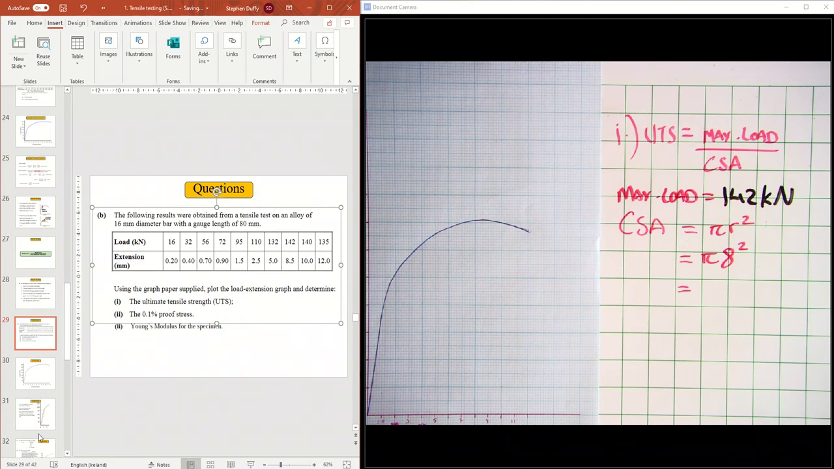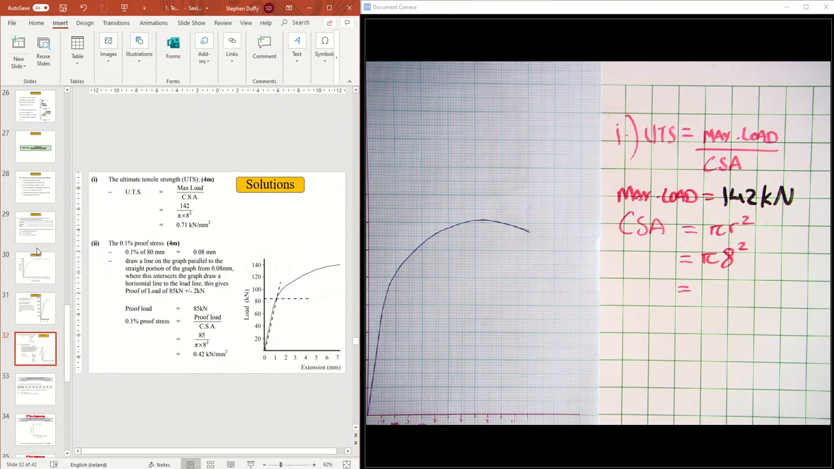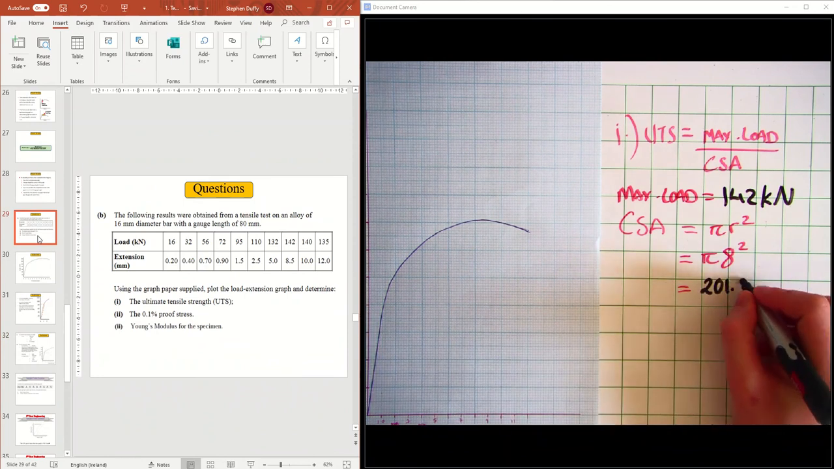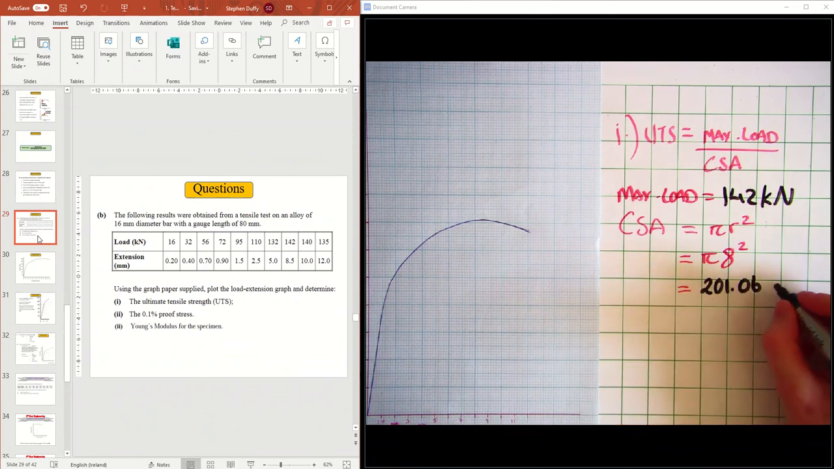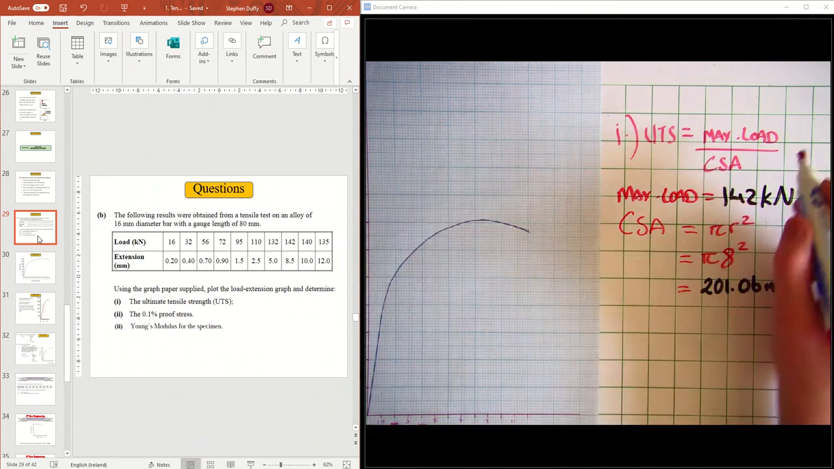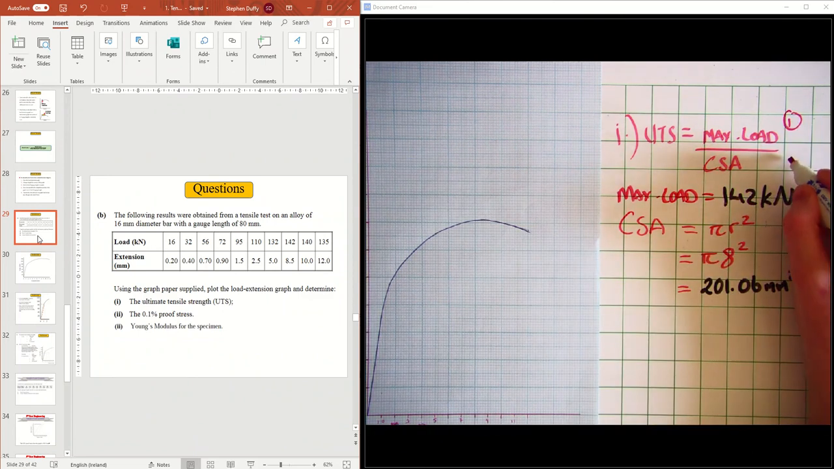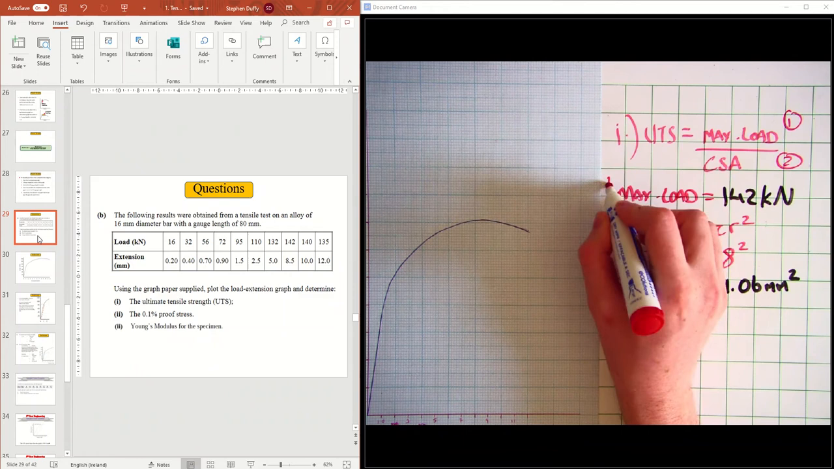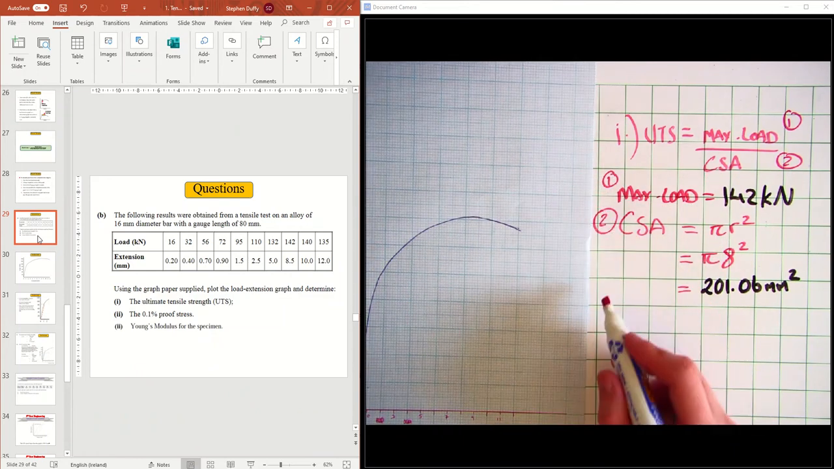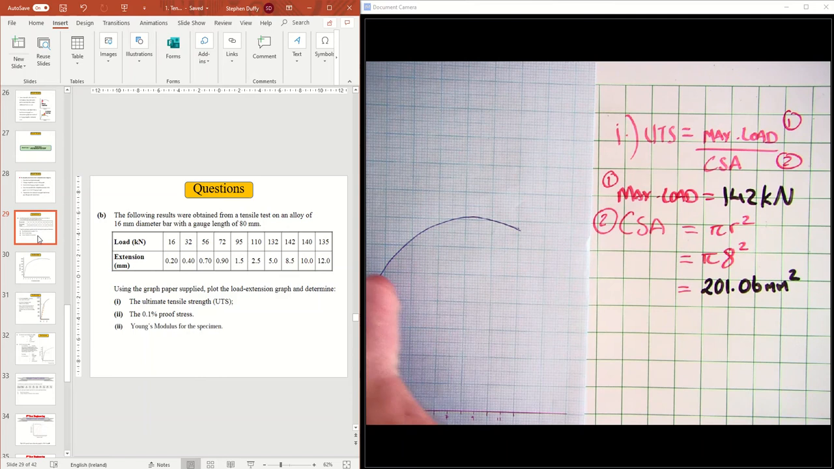You're going to put all that into your calculator, and it comes out as 201.06 millimeters squared. So now we have the two values. We have A, the max load, and we have 2, the cross-sectional area.